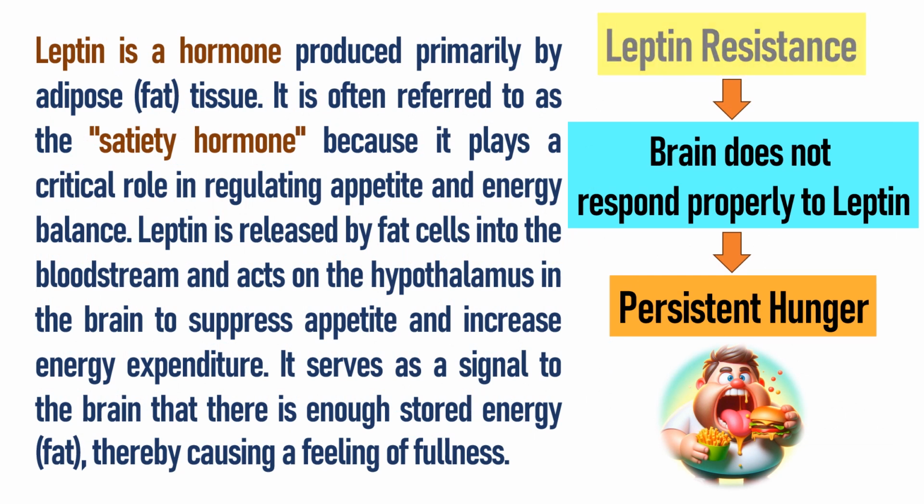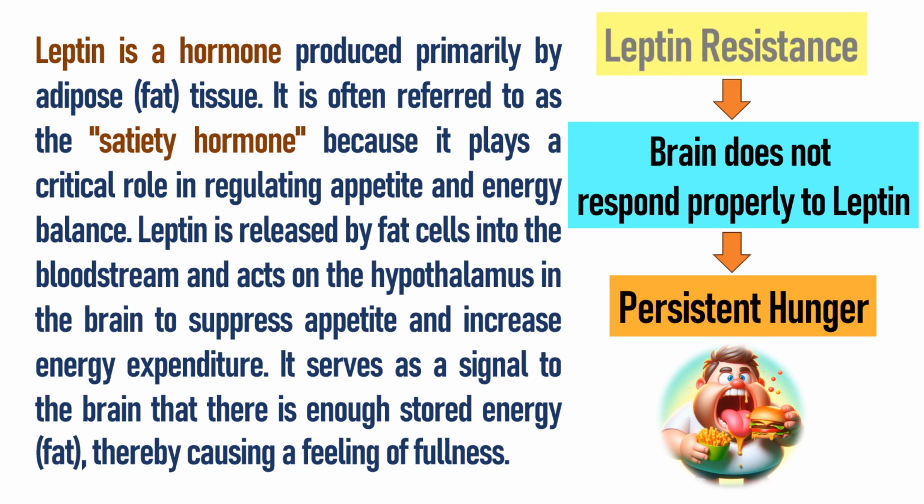In many cases of obesity, there is a condition called leptin resistance. Despite having high levels of leptin due to increased fat mass, the brain doesn't respond appropriately to the hormone, leading to a lack of satiety and continued overeating. This resistance can contribute to the persistence of obesity. Leptin is a hormone produced primarily by adipose tissue.